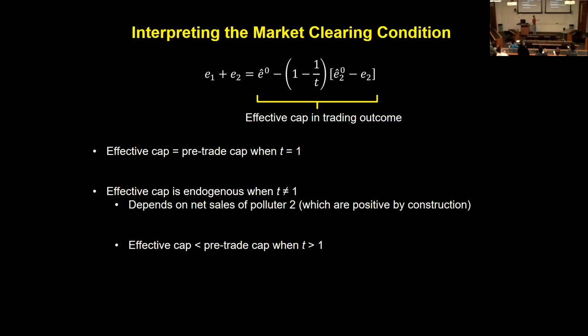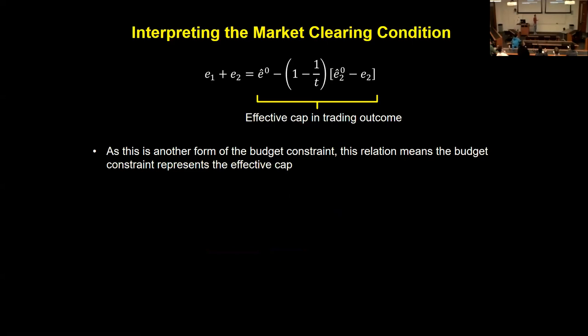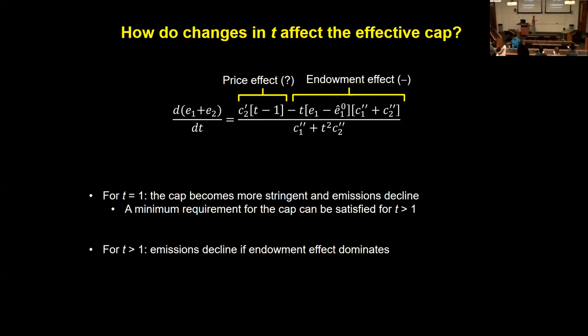This is the net sales of permits by polluter 2. We've assumed that's positive. We've assumed polluter 2 is going to be a net seller of permits. And so we're taking the pre-trade cap and we're subtracting off the term. So the effective cap gets reduced when T is greater than 1. Since this is just another representation of that budget constraint, this means the budget constraint represents the effective cap. It's the same equation, we just change things around and call them different things. But since that equation represents the effective cap, the budget constraint at least depicts the effective cap somehow. I'll get back to that in a minute when we show you the graph.